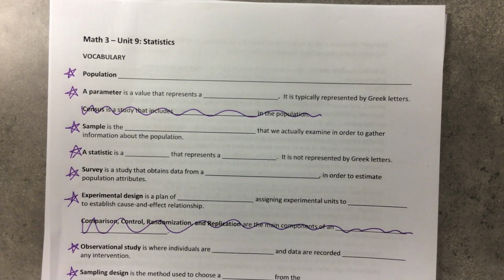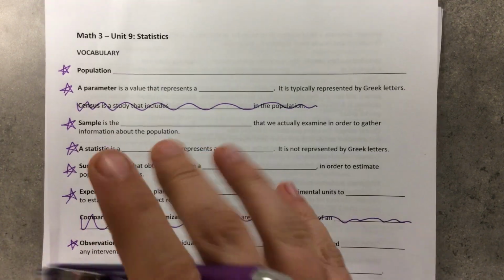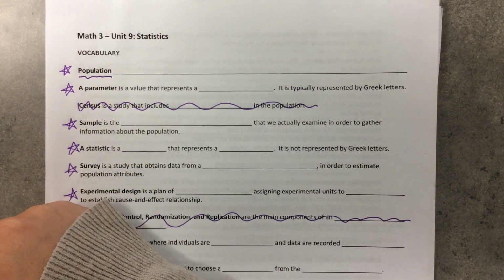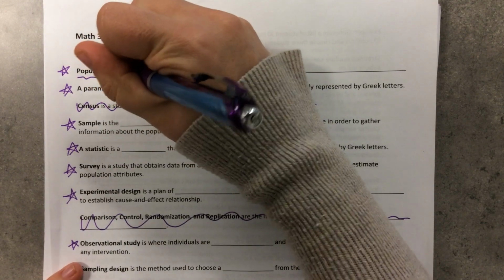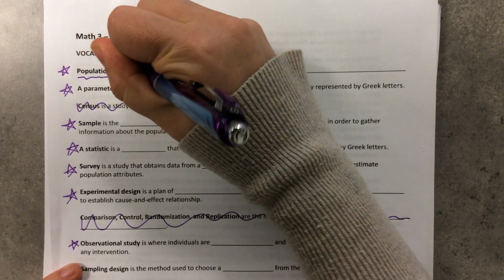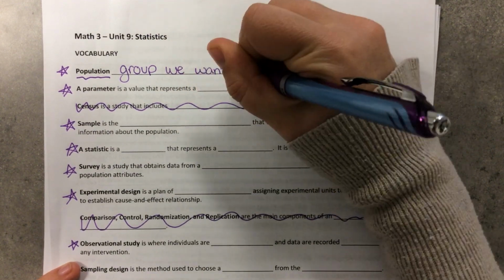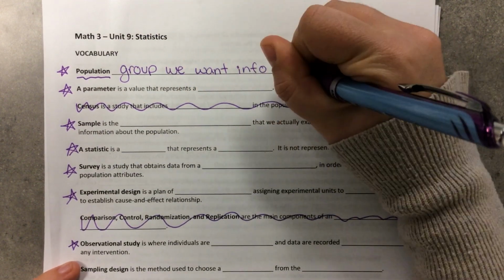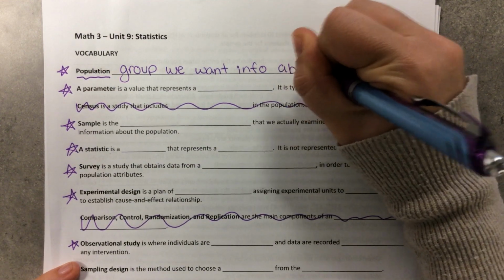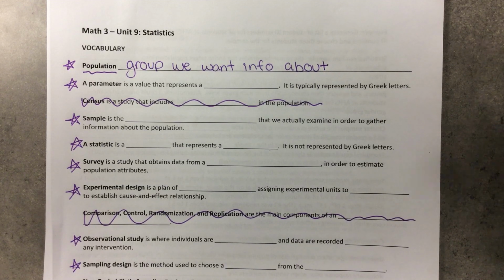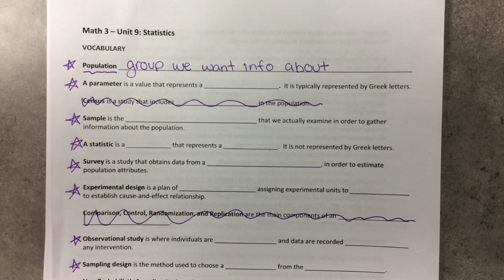I'm sorry I've got to come at you with a lot of vocabulary today. The first word, we're going to start with population. You guys know what the word population means, but in the context of statistics, a population is a group that we want information about. Say we want to know information about all of North Carolina, or all high schoolers in the nation.